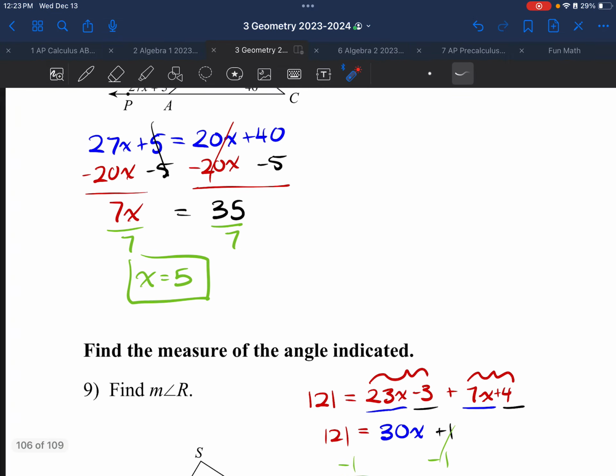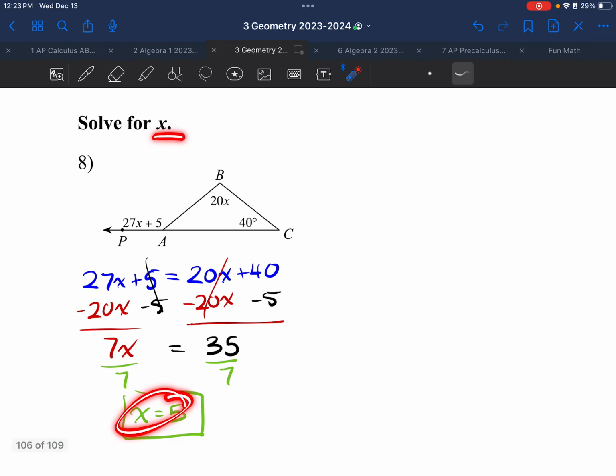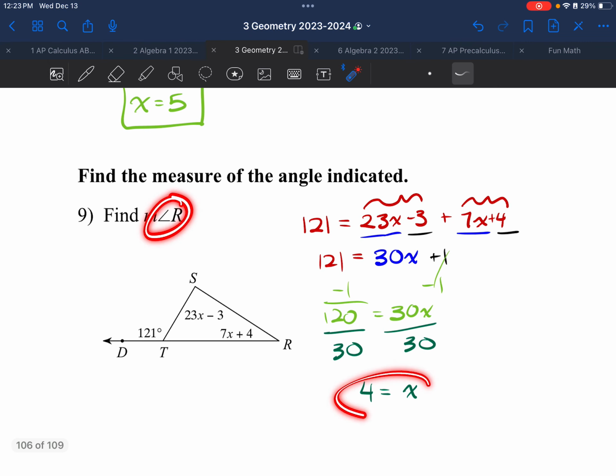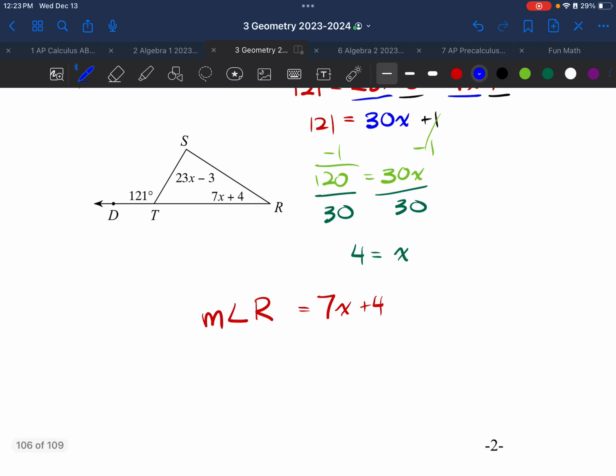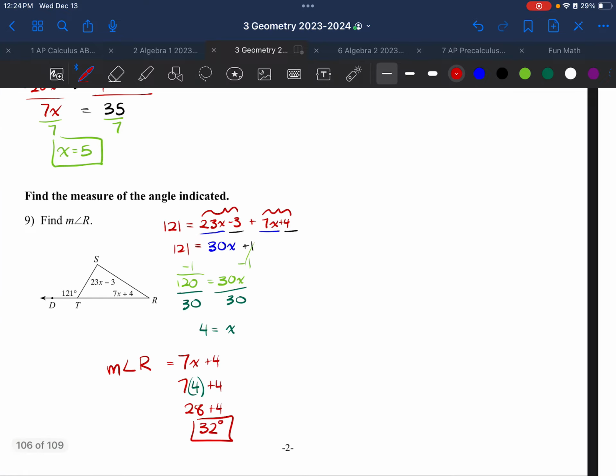Notice that in number 8, I was asked to find x, which I did. In number 9, I'm asked to find the measure of angle R, which I have not done. I found x. What I need to do is plug it back into our x over here to find this angle R. So I'm going to rewrite 7x plus 4, because that is the measure of angle R, and substitute our 4 that we found up here. So 4 goes right there, plus 4. 7 times 4 is 28, and 28 plus 4 is 32 degrees for our final answer, which we will then box.